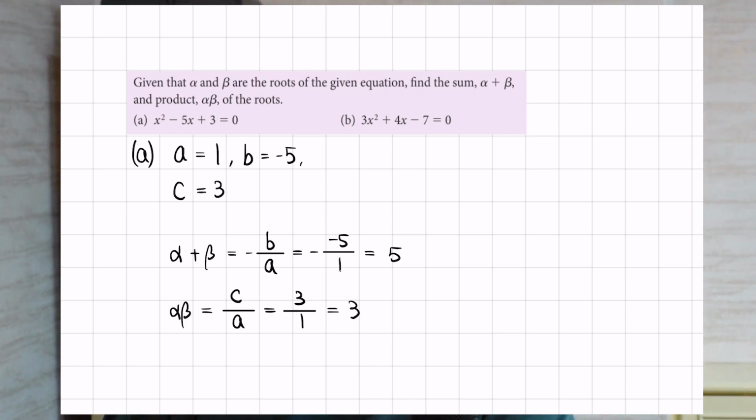For the second question, number B, we can see that a is equal to 3, b is equal to 4, and then c is equal to negative 7.